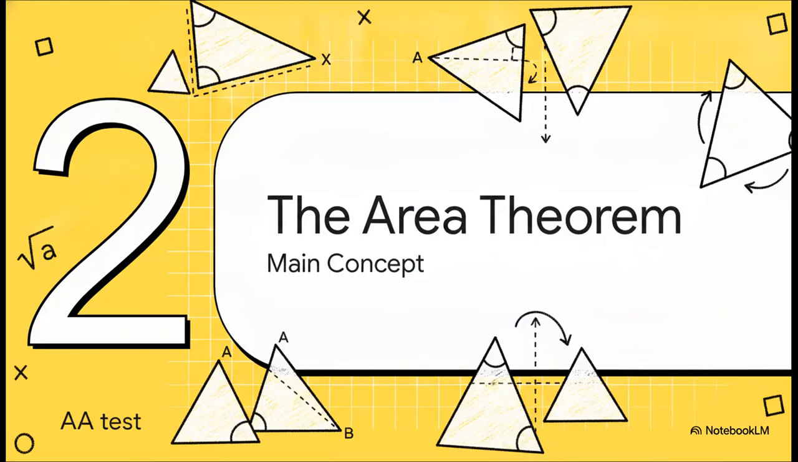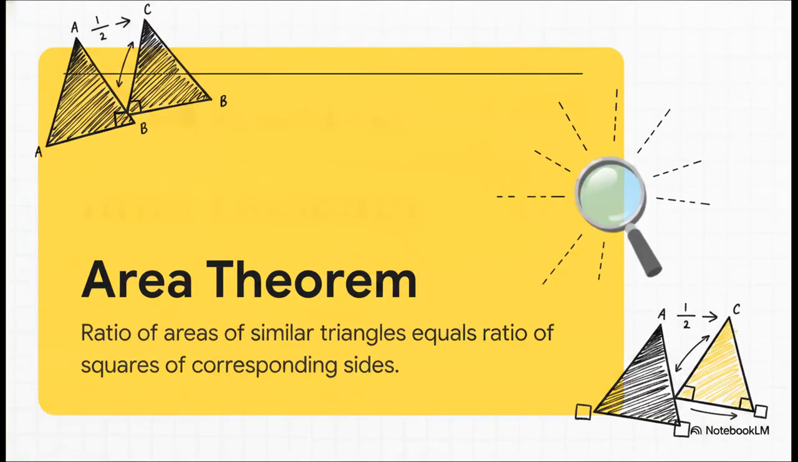All right, moving on to section 2, the area theorem. Now that we're all warmed up, let's formally introduce the absolute core theorem of today's lesson. Here is the theorem we'll be focusing on. When 2 triangles are similar, the ratio of areas of those triangles is equal to the ratio of the squares of their corresponding sides. Pay really close attention to that last part.